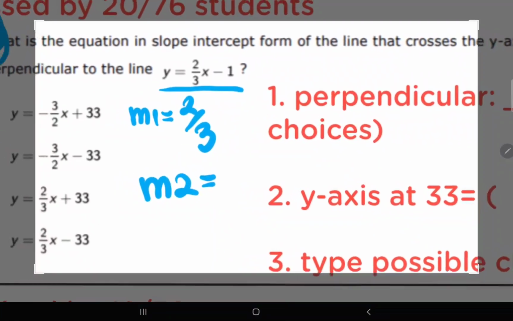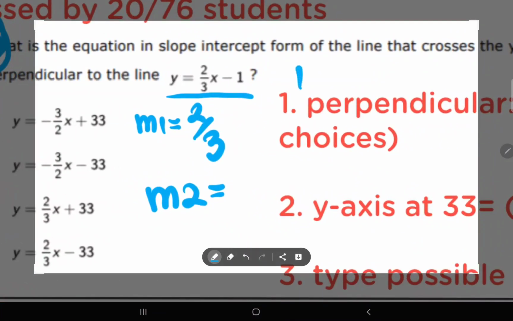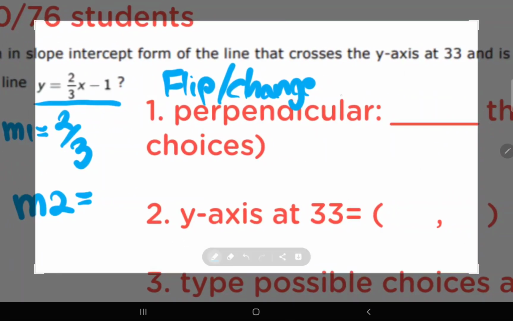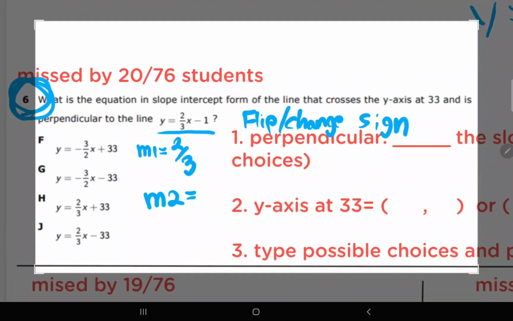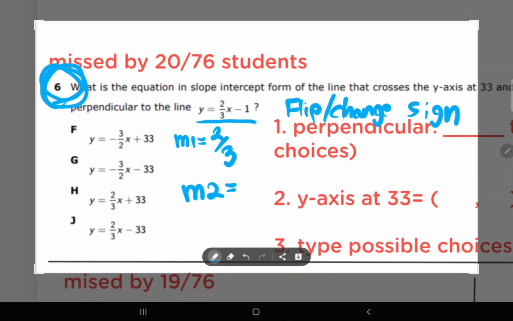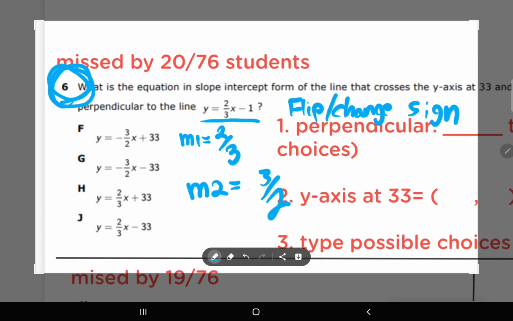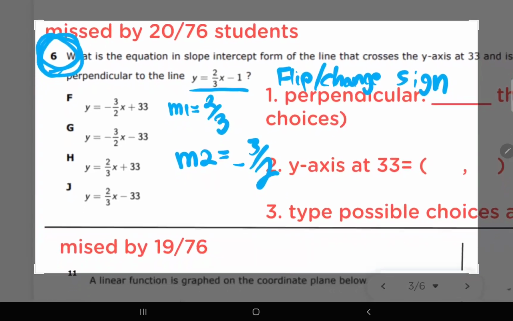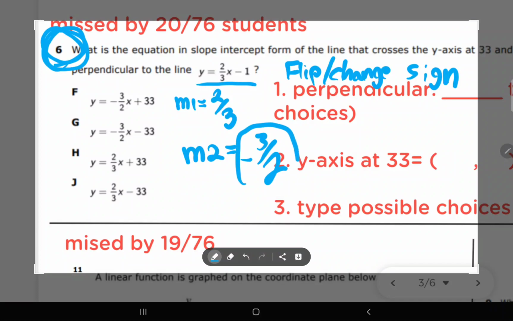Whenever I have perpendicular lines, it's very easy. All you do is you flip, and then you change your sign. Very simple, that's all you have to do. So I'm going to flip 2 over 3 and get 3 over 2. And I also have to make it negative because the original was positive. So that's my slope right here, the slope of the line that I'm looking for.